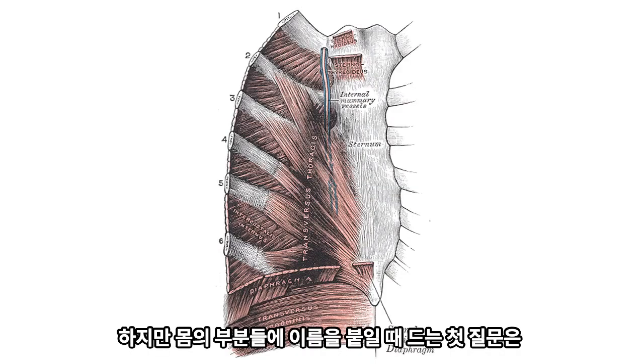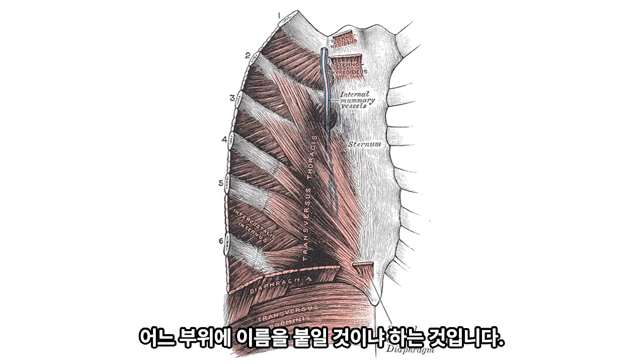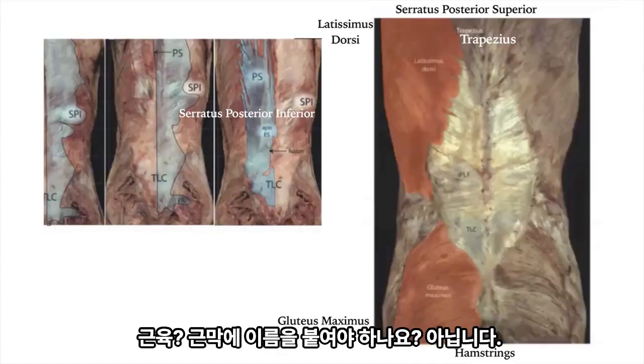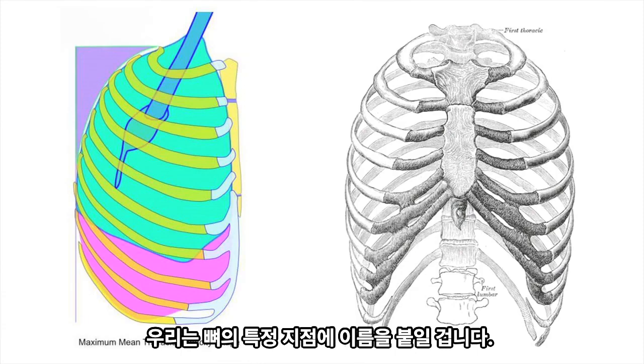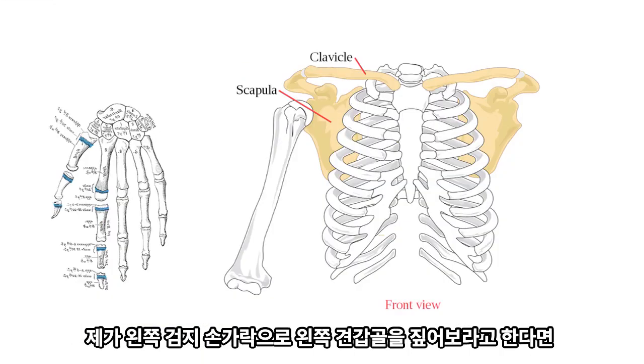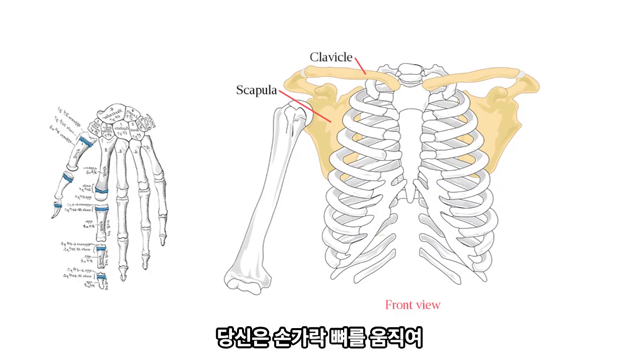But the first question when it comes to naming parts of the body is what parts of the body are we going to name? Muscles? Fascia? No. We are going to name specific points on bones. If I say, put your left index finger on your left shoulder blade, you will move the bony structure of your finger to the bony structure of your shoulder blade.